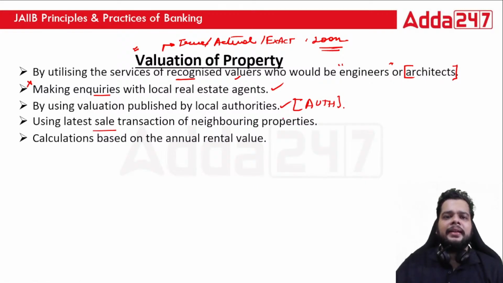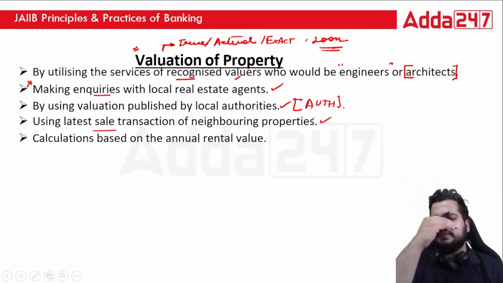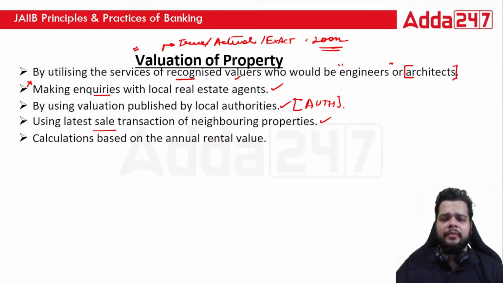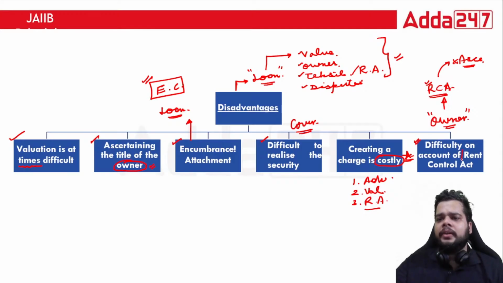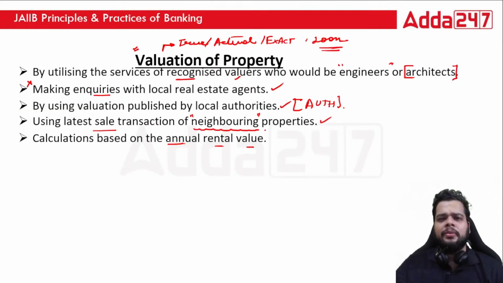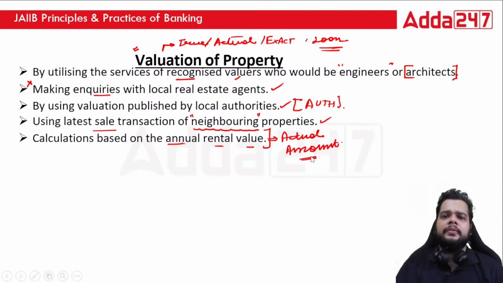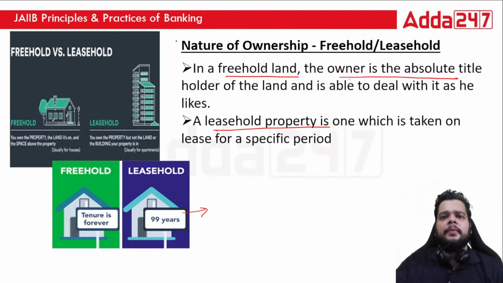Using the latest sale transactions of the neighboring properties in order to provide yourself with an estimate. It will be helpful to have an estimate if you know what was the price of the neighboring properties. Calculations based on the annual rental value. But again, in this annual rental value, your Rent Control Act will be one of the controlling enactments, and you won't be able to gauge the actual amount of the property's value. Fine.